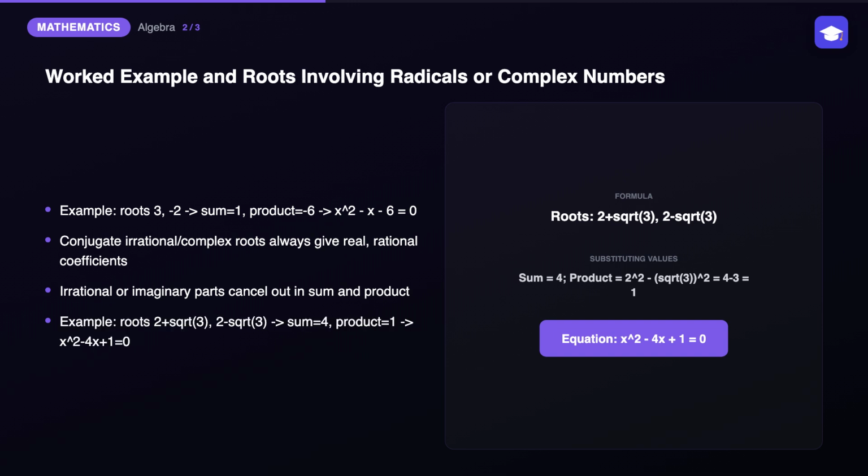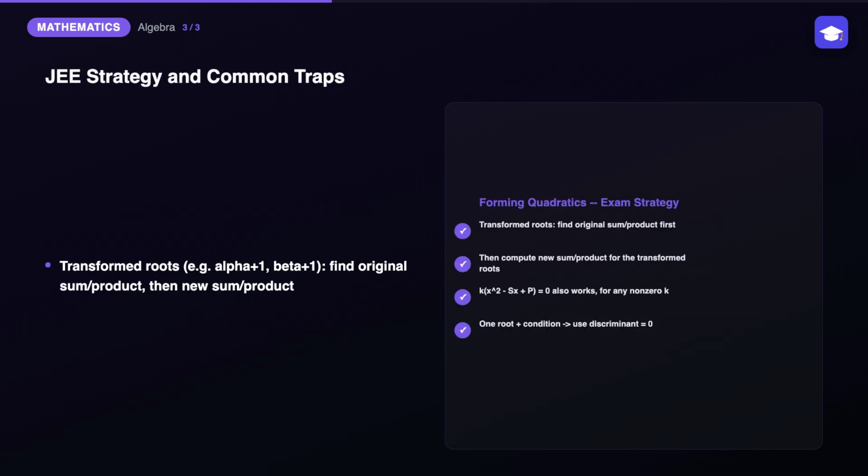A frequently tested JEE variant asks you to form a NEW quadratic equation whose roots are related to the roots of an original equation in some specific way, like alpha plus 1 and beta plus 1, or alpha squared and beta squared, or 1 over alpha and 1 over beta. The strategy here is always the same. First, find the sum and product of the original roots using the known formulas: sum equals -b over a and product equals c over a. Then compute the new sum and new product for the transformed roots, and substitute those into the standard formula.